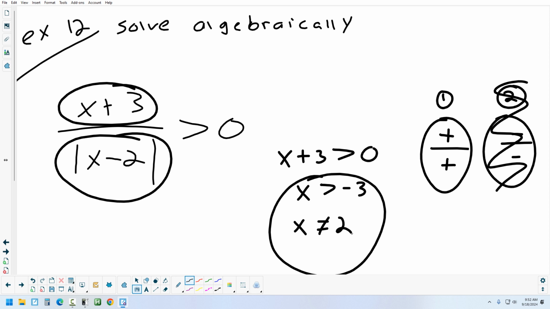And there's different ways to say it. That way is fine. Okay. Questions on that? All right, so that's solving inequalities.